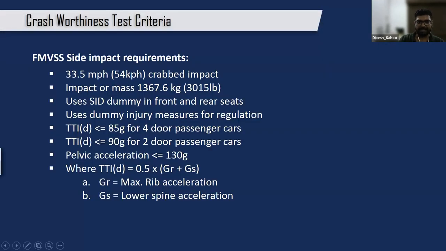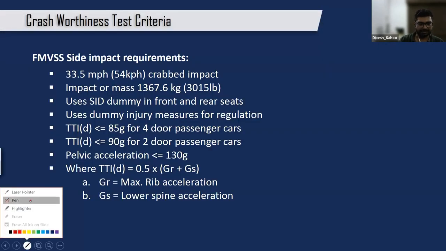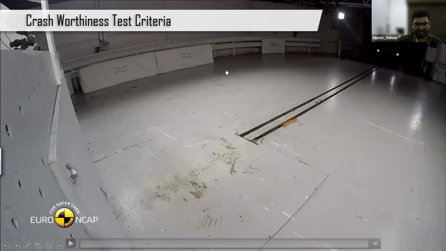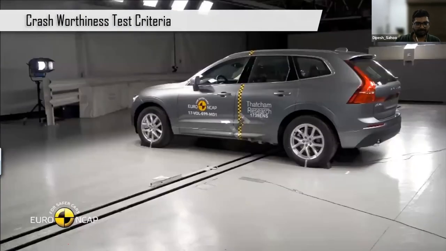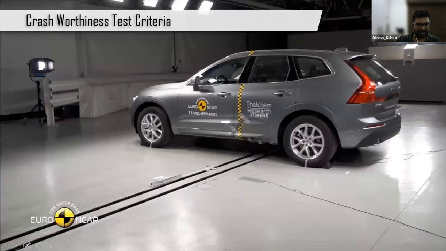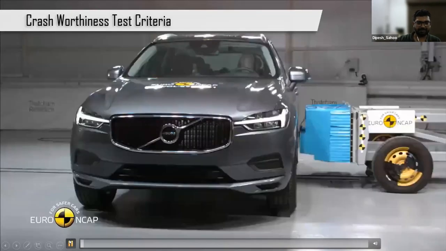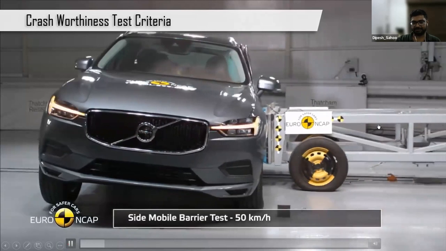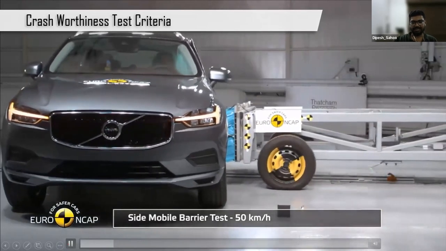Then what are the side impact requirements by FMVSS? 33.5 miles per hour or 54 kilometers per hour crabbed impact. This impactor is known as a crab impactor. This is a crab impactor.